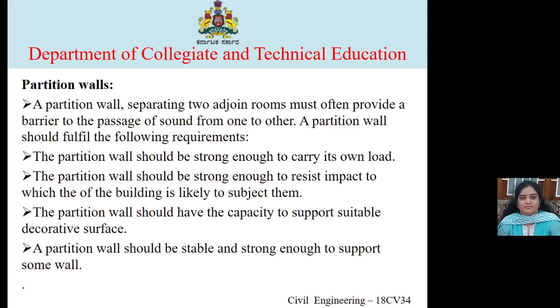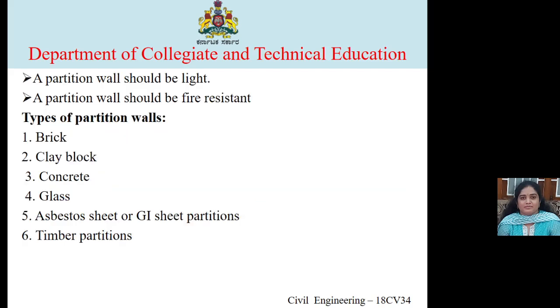Depending upon the requirements, we can choose the material and we can improve the appearance by sticking on sheets or sticking tiles on them. Okay, but it has to withstand those loads actually. So the partition wall should have the capacity to support a suitable decorative surface. The partition wall should be stable and strong enough to support some wall. A partition wall should be light and fire resistant.